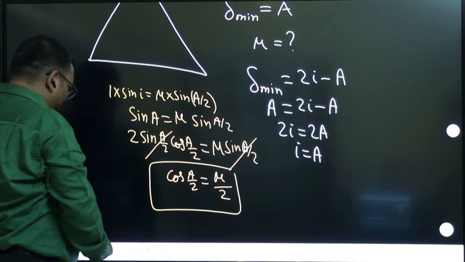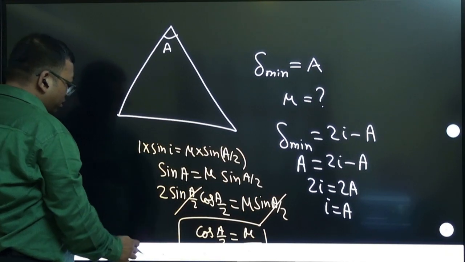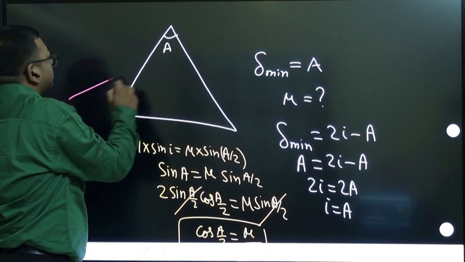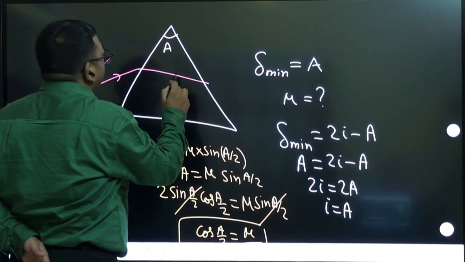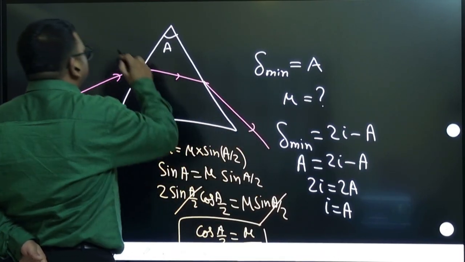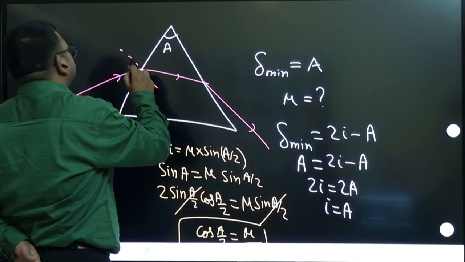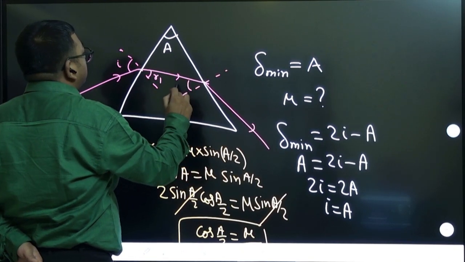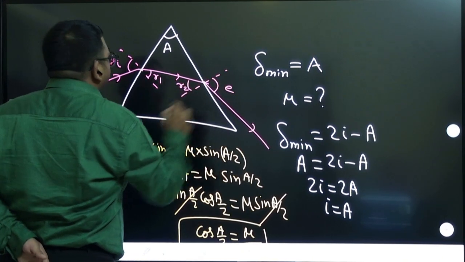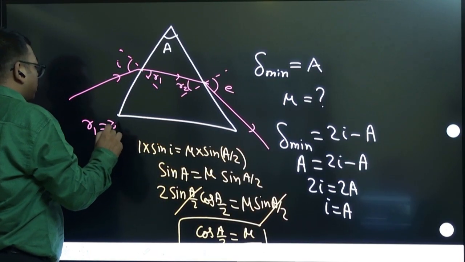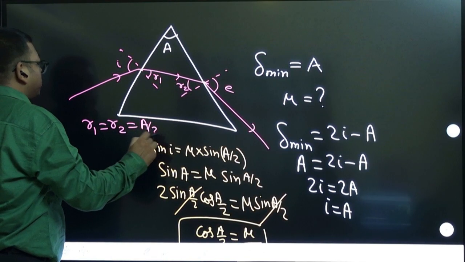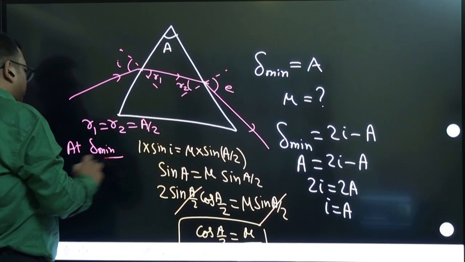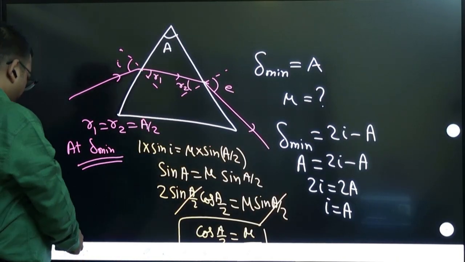Now you know at minimum deviation, R1 and R2 are each half of A. So here the normal comes, this is I, this is R1, and this is R2. So R1 equal to R2 is equal to A by 2 at minimum deviation. That is the condition we are applying.